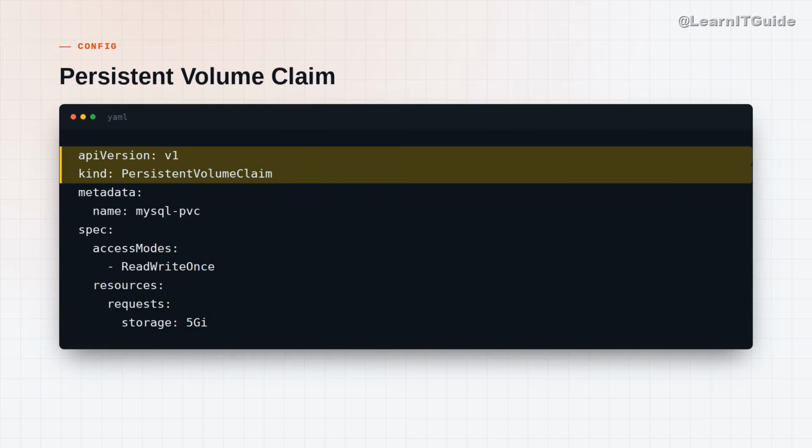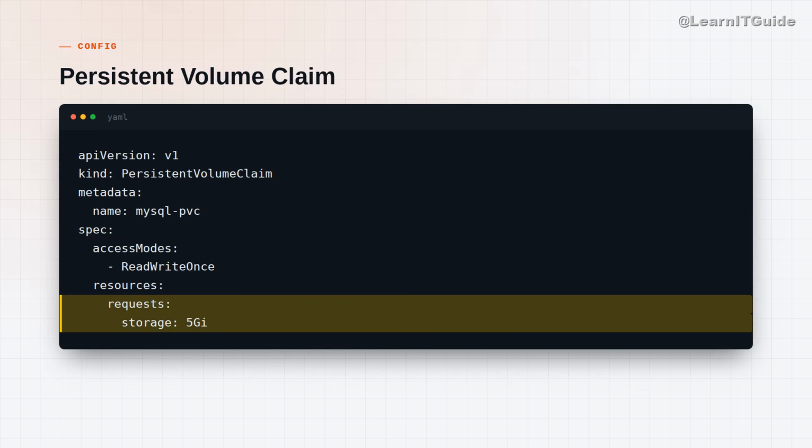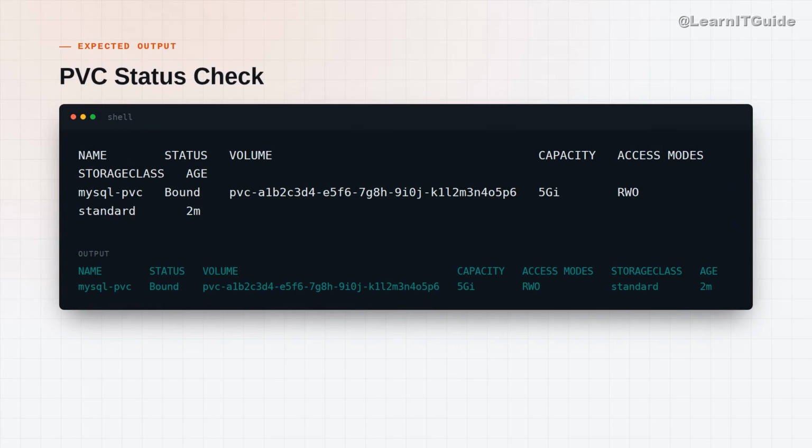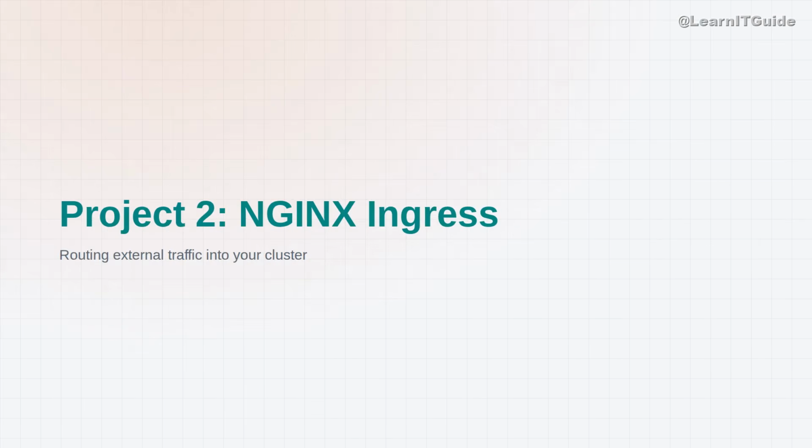This YAML file defines a persistent volume claim. We are requesting 5 GB of storage. The access mode is set to read-write once, meaning only one node can mount this volume at a time. This is critical for database stability in a distributed environment. When you run the command to get your persistent volume claims, you should see the status change to bound. If it stays in pending, it means your storage class is not configured correctly or your cloud provider does not have available capacity.